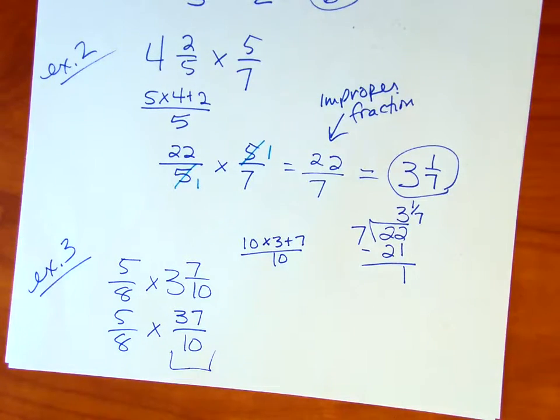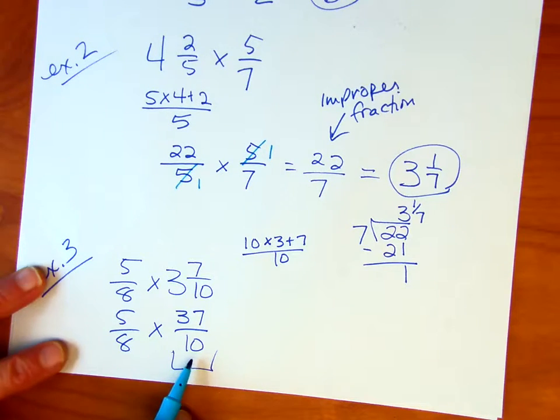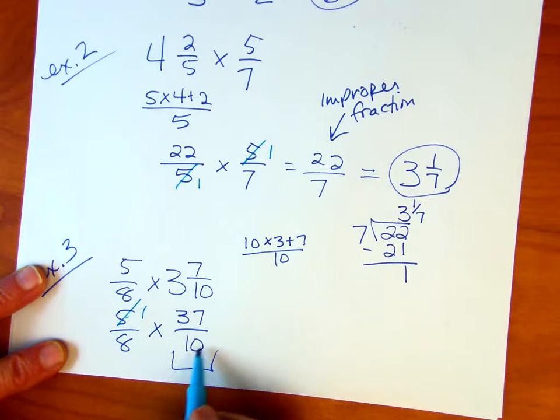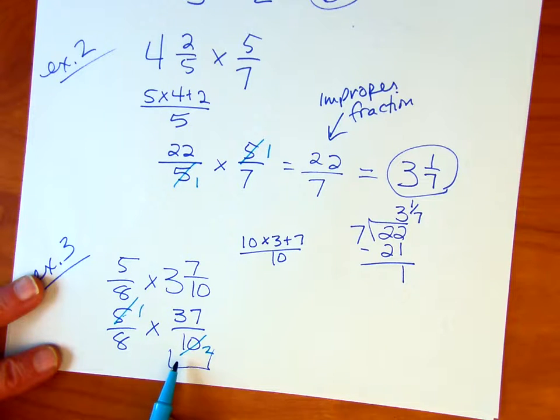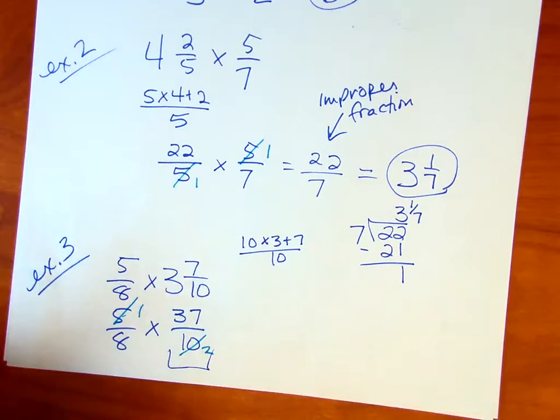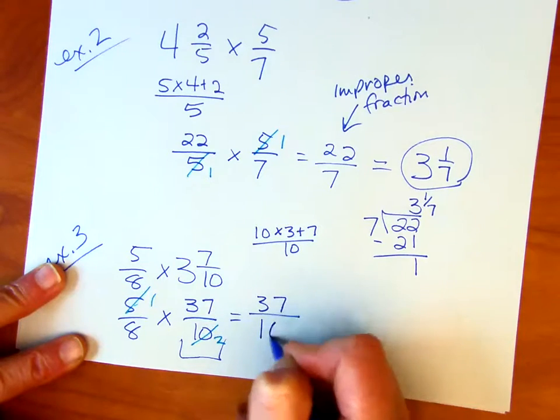Okay, let's see if we can cancel. It looks like I can reduce here with the 5 and the 10. They both have a common factor of 5. So this becomes 1 and this becomes 2, because 10 divided by 5 is 2. It does not appear that I can reduce any more. This is an odd number, this is an even number, and I can't get 8 into 37. So I'm going to go ahead and multiply straight across. 1 times 37 is 37. 8 times 2 is 16.